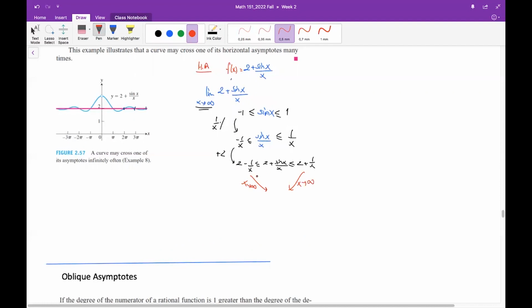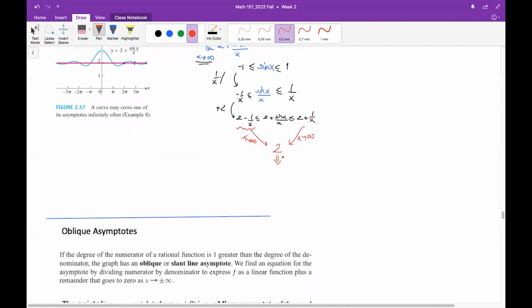If x goes to, sorry, if x goes to infinity, this part goes to 0. That's why this expression goes to 2. And similarly for the upper bound, it goes to 2. What does this say by the sandwich theorem? Then by the sandwich theorem, the middle function has to have the same limit. So the limit of 2 plus sine x over x as x goes to infinity is 2, because the lower and upper bounding functions have the same limit, 2.